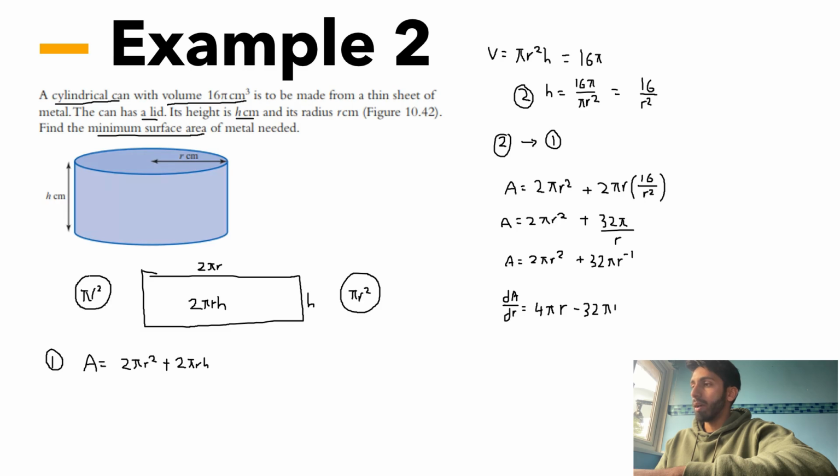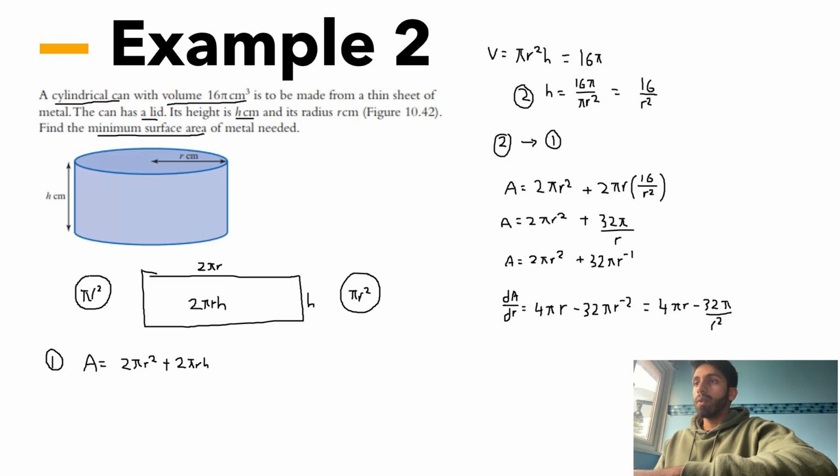And then we minus 1 from the power, so we're left with r to the minus 2. At this point, we can rewrite this to get r as a denominator again, because it's nicer looking that way. So that is the same as saying 4 pi r minus 32 pi over r squared. That's just our indices rules, which you should have learnt about in earlier chapters.